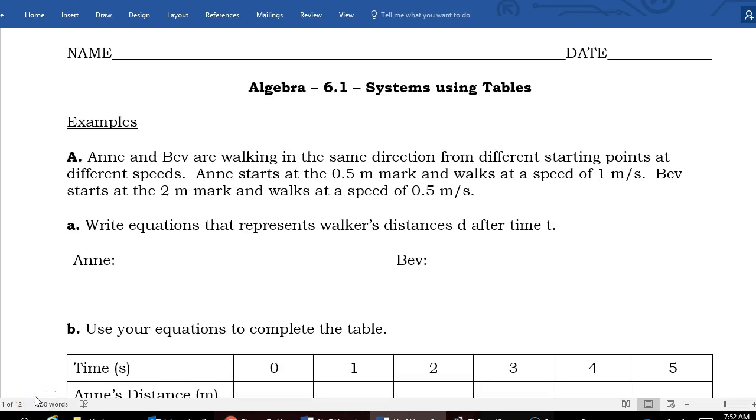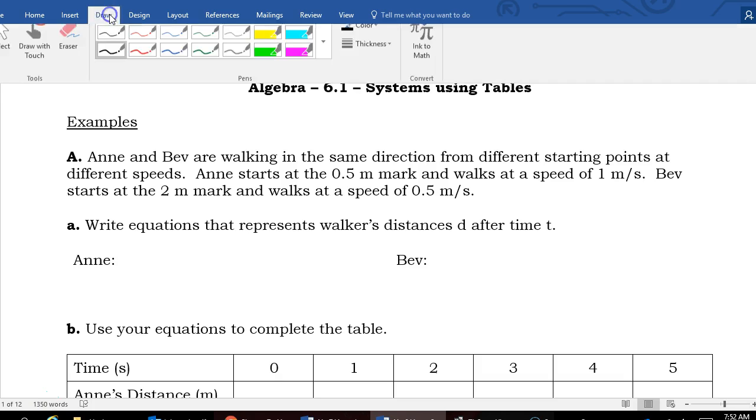This is Algebra Lesson 6.1, Systems Using Tables. Example A reads, Anne and Bev are walking in the same direction from different starting points at different speeds. Anne starts at the half-meter mark and walks at a speed of 1 meter per second. Bev starts at the 2-meter mark and walks at a speed of 0.5 meters per second. Write equations that represent the walkers' distances d after time t.